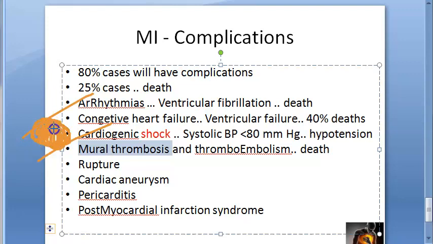That means it can block something. This is an embolus, and it is a thromboembolus if it has platelets, etc. So basically they are saying a mural thrombus can become a thromboembolus. Mural thrombi form because of involvement of the endocardium and subendocardium.